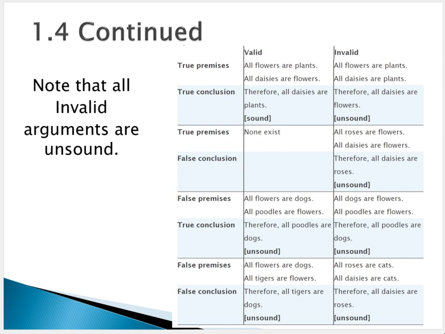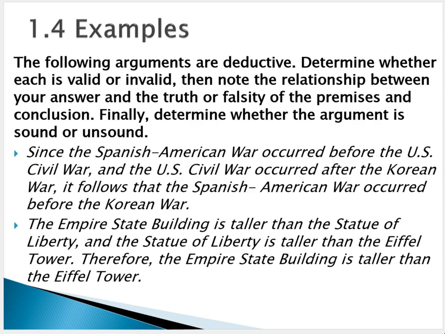So let's do some examples now that you've had a chance to press pause and read all those. So here's your first example. I'm going to tell you that the arguments are deductive, and I just want you to tell me whether valid or invalid. And then it just says, note the relationship between your answer and the truth or falsity of the premises and conclusions. Okay, and then finally determine whether the argument is sound or unsound. So press pause, read through both of those. Let me know what you think.